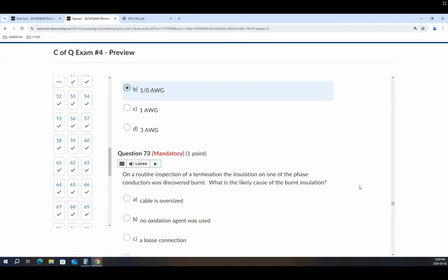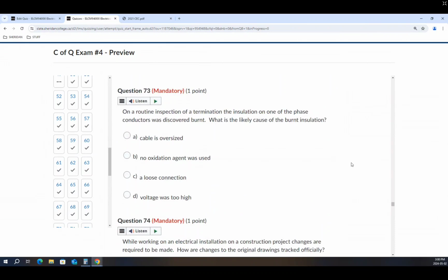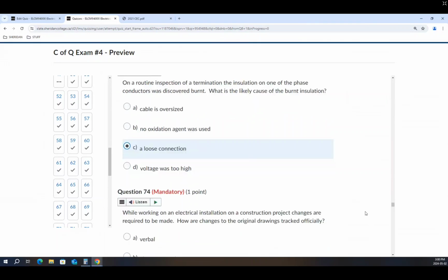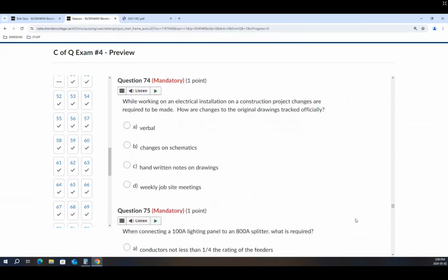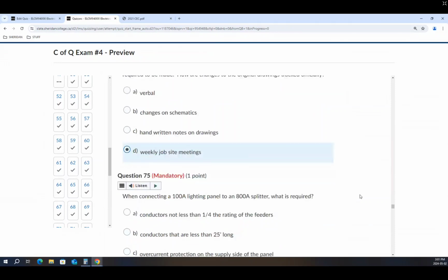Okay, number 73. On a routine inspection of a termination, the insulation in one of the phases of the conductors was discovered burnt. What's the likely cause of the burnt? Loose connection. It's always a loose connection, isn't it? While working on electrical installation on a construction project, changes are required to be made. How are changes to official drawings tracked officially? Weekly job site meetings.